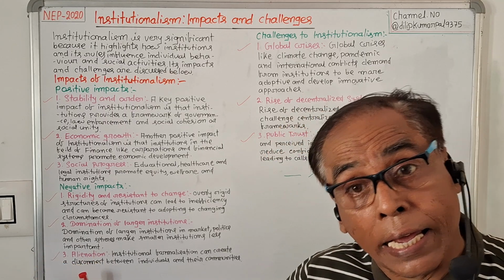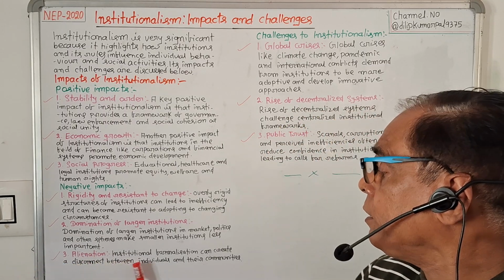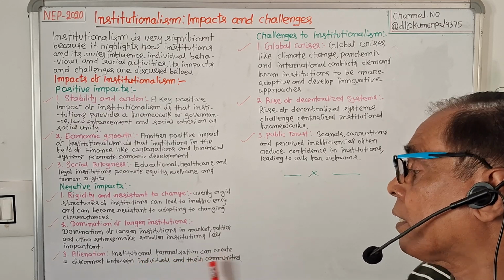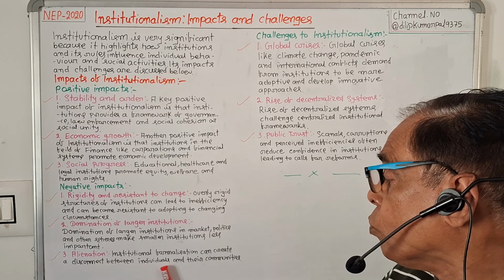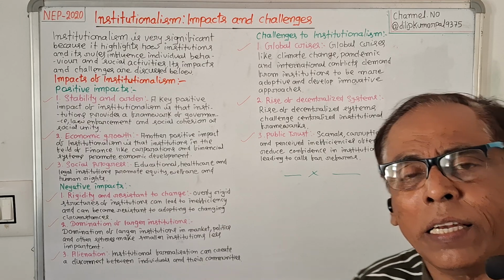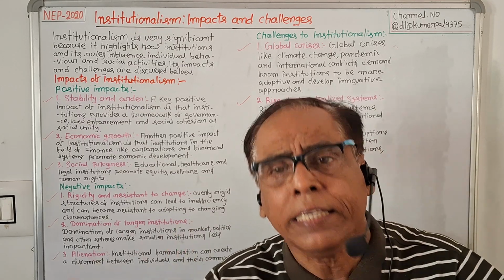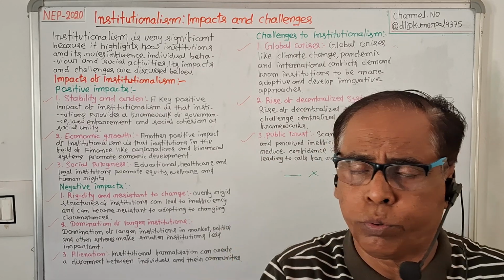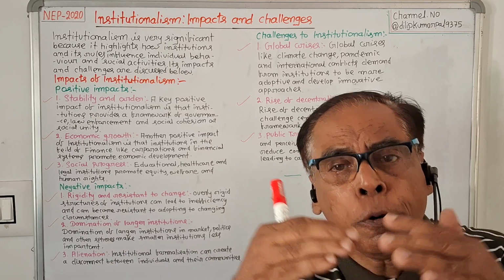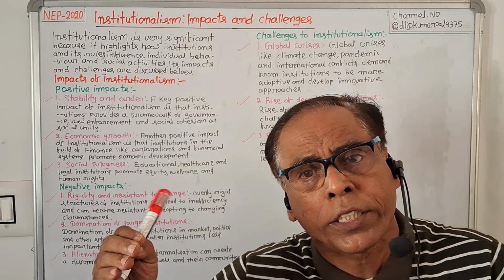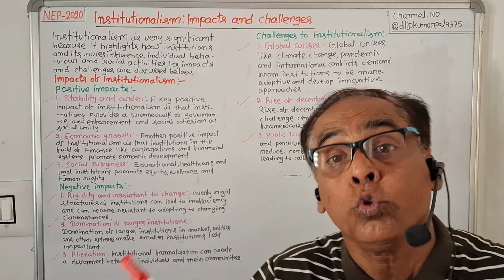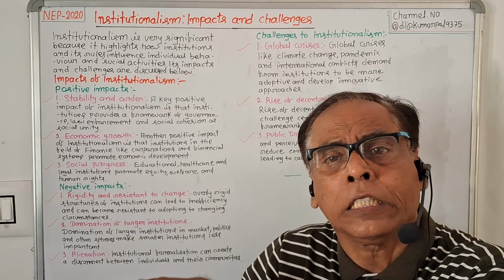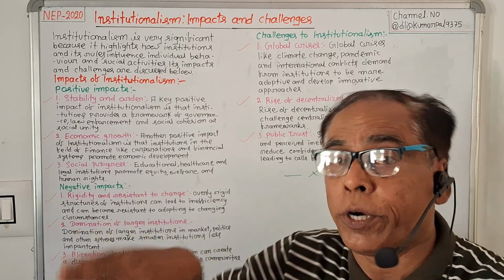Number 3, alienation. Institutional formalization can create a disconnect between individuals and their communities. Another negative impact of institutionalism is alienation. Alienation means to keep oneself aloof. So different types of rules and regulations in institutions will make individuals disconnect from their communities.